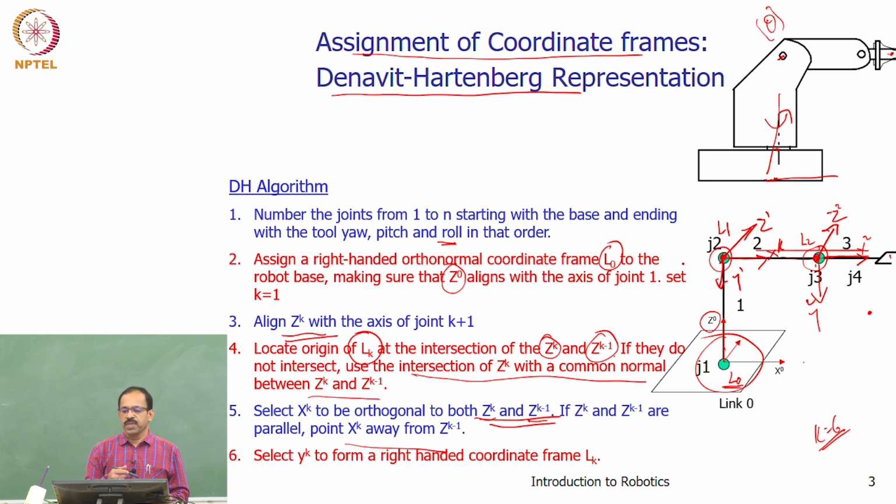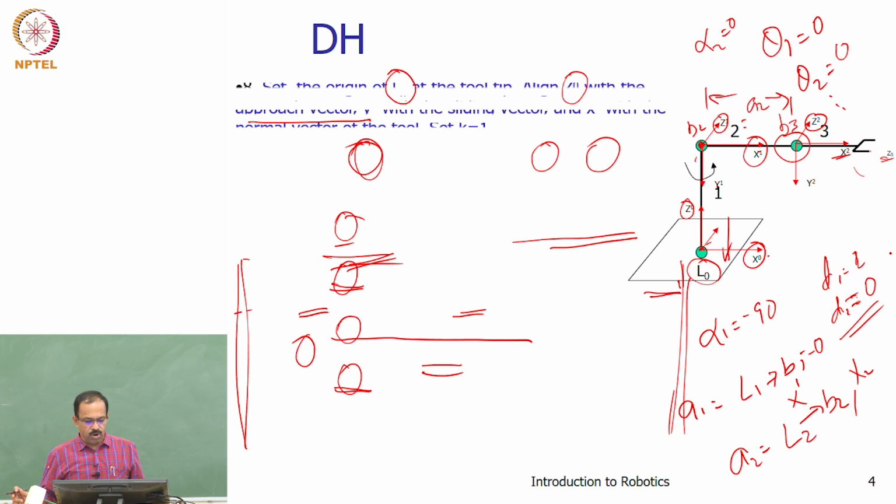So continue this till you get to the last point, where k is less than n. And for k equal to n, you assign the coordinate frame at the tooltip based on the roll, pitch and yaw axes. So the normal, approach and sliding vectors will be the XYZ, and therefore you will get the last coordinate frame also.